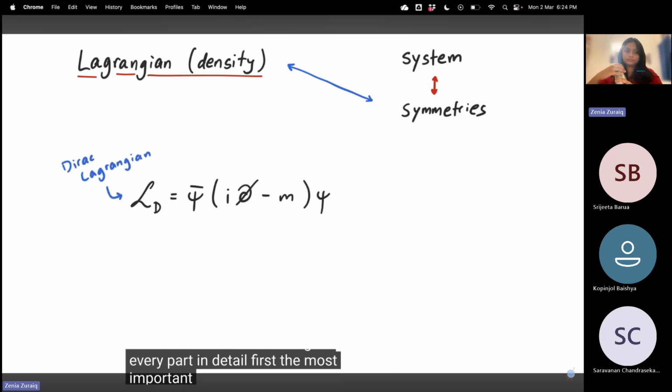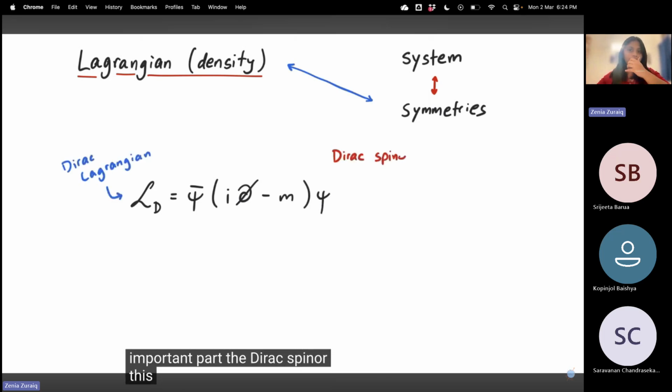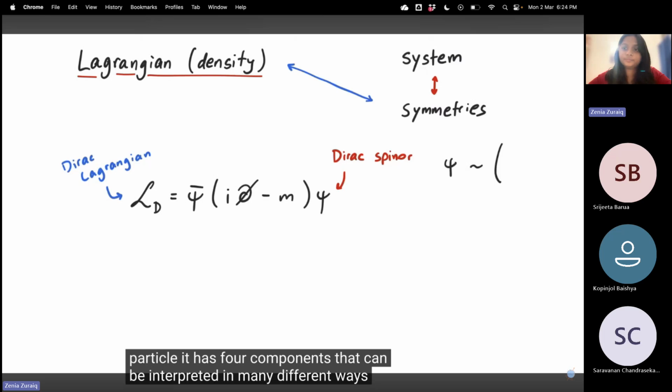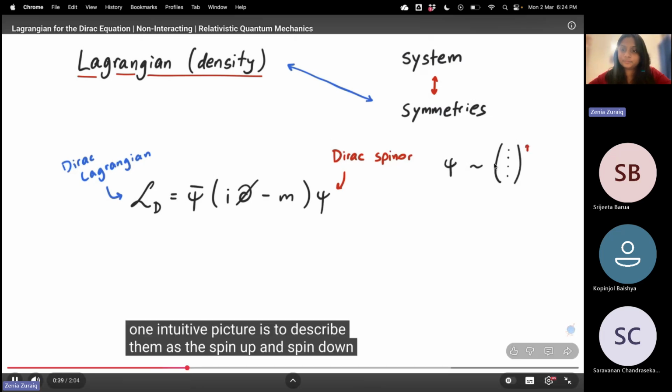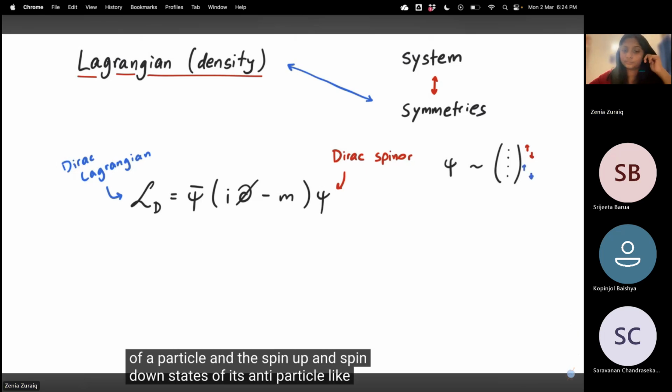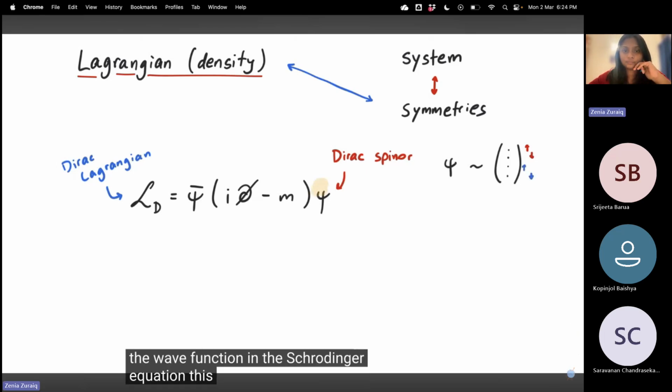First, the most important part, the Dirac spinor. This is the wave function of a spin 1/2 particle. It has 4 components that can be interpreted in many different ways. One intuitive picture is to describe them as the spin up and spin down states of a particle and the spin up and spin down states of its antiparticle. Like the wave function in the Schrödinger equation, this is the object we want to calculate.